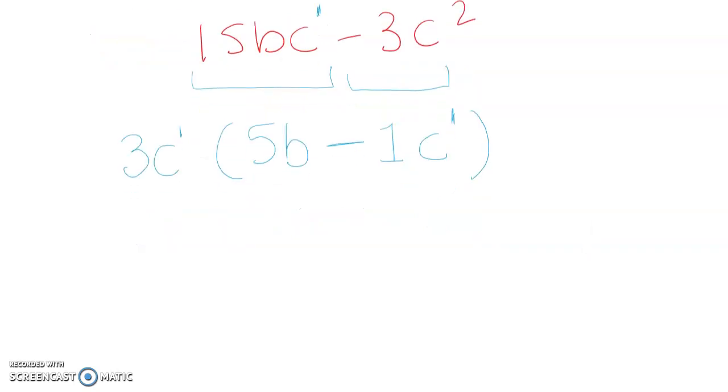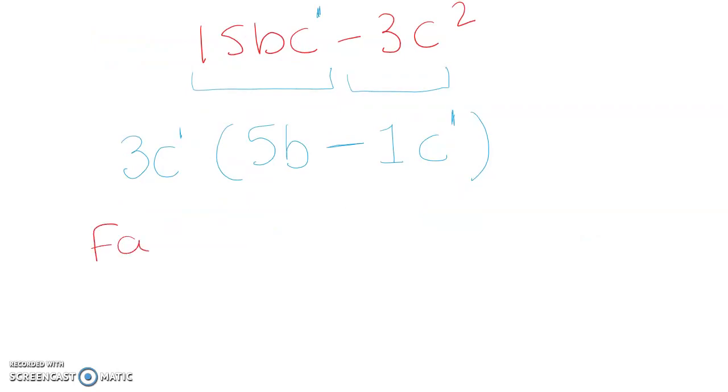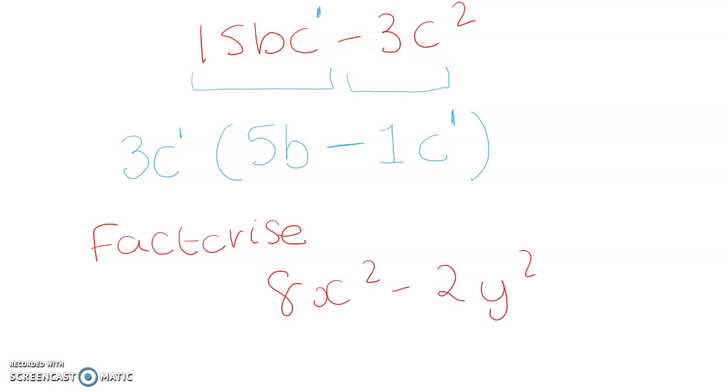The next one then, the final one we're going to do, is we're going to factorise 8x squared minus 2y squared.